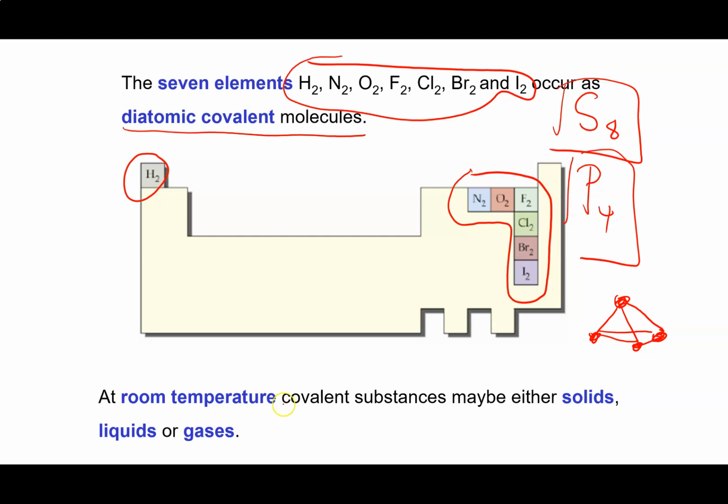We need to recognize that covalent compounds have a wide range of melting and boiling points. So you're going to find covalent compounds that are solids at room temperature. Some are going to be liquids, some are going to be gases. You really can't imply anything about the nature of the bonding. You can't identify whether covalent bonding is present on the basis of melting or boiling point alone.